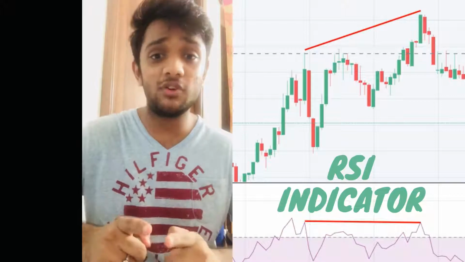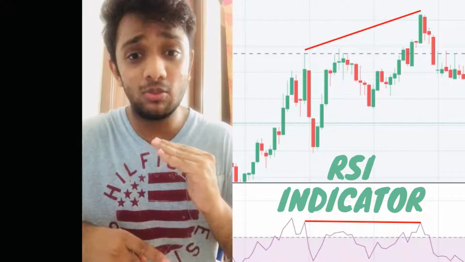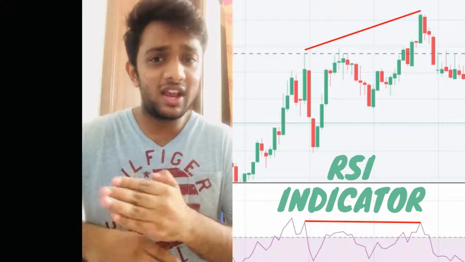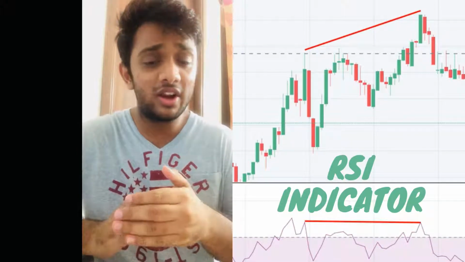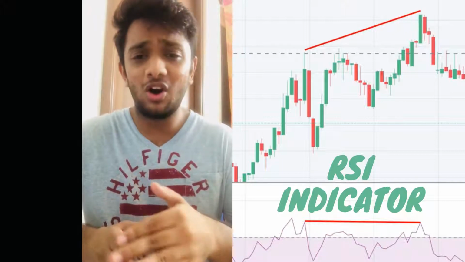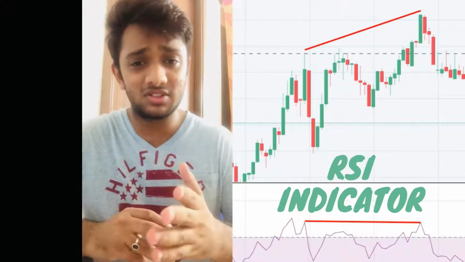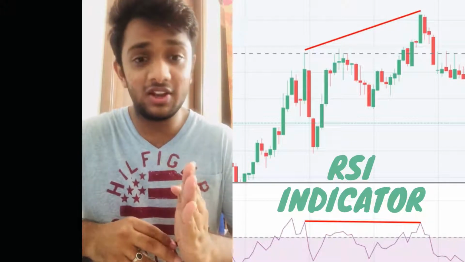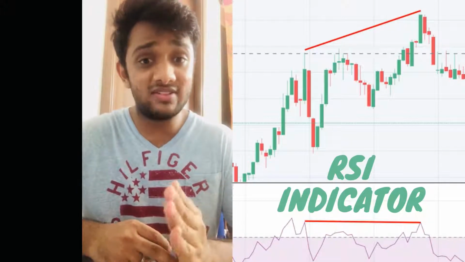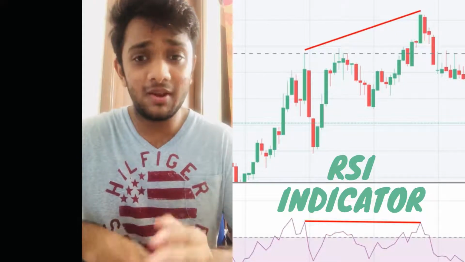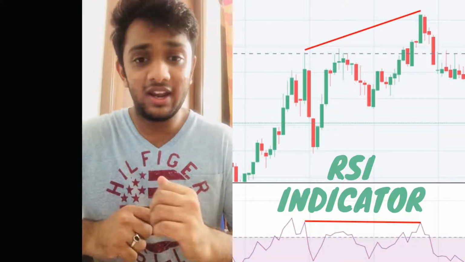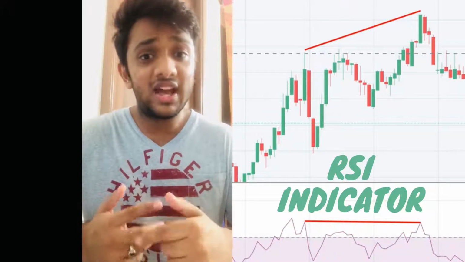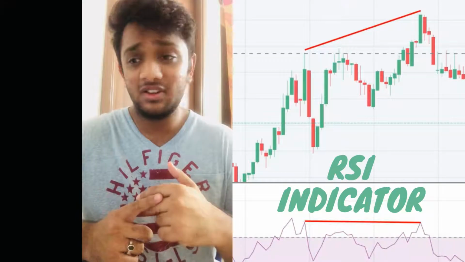This is a wonderful concept and it's very easy to plot, and you will know it in 1, 2, or 3 candles if you're considering 1 minute or 2 minute or anything. This works on any time frame, and this is the only indicator I would suggest as a price action trader. So let's get into the chart and I will explain how to plot it and why it is so useful.